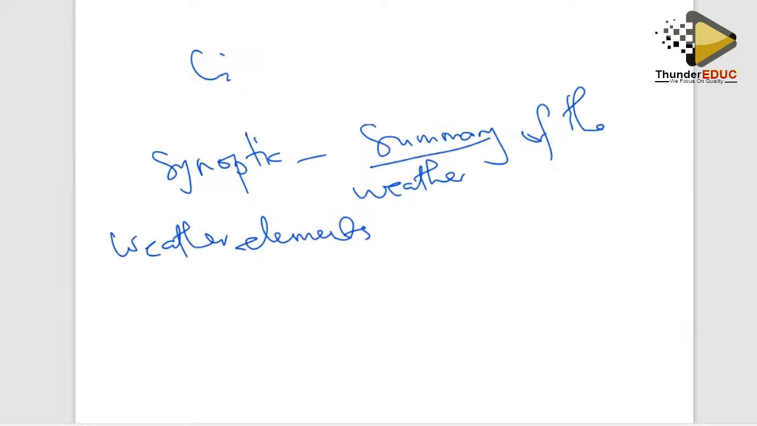Right, which weather elements are we talking about here? We're going to look at specific weather elements and how they are summarized on the synoptic map. As an example, when we're looking at some weather elements, we're looking at aspects like precipitation. What kind of precipitation is likely to be received or has been received at a given space?